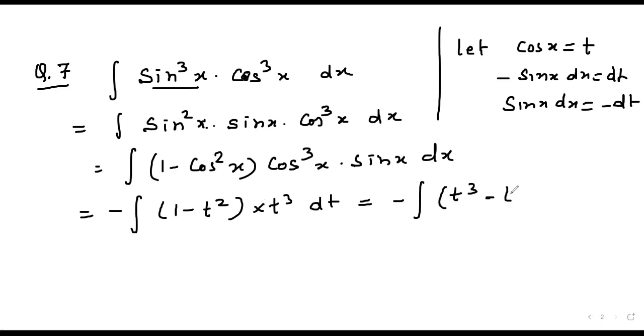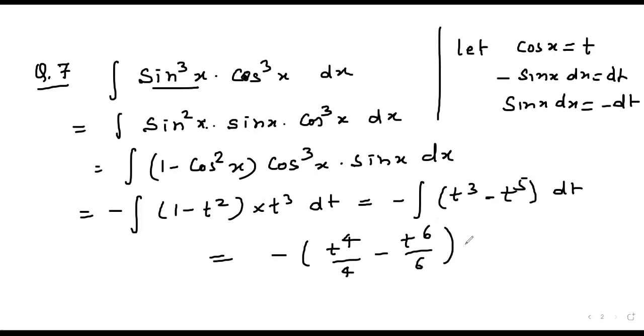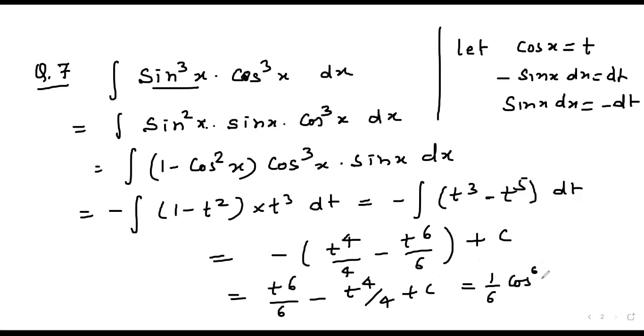t cube minus t power 5 dt, which will become minus of t power 4 by 4 minus t power 6 by 6 plus c, or t power 6 by 6 minus t power 4 by 4 plus c. Now we put value of t, so it will become 1 by 6 cos power 6 x minus 1 by 4 cos power 4 x plus c, which is our answer.